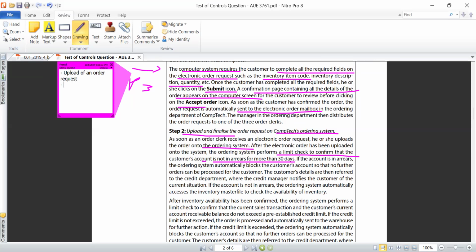Second one, all this as I'm putting them, it's still defining the what. I'm still defining the what, right? I've not yet performed the procedure. All I'm doing is planning my answer because I want to identify information of value in the scenario. That makes it easier for me to answer the required. So upload of an order request, there's something about it that I can test. And then number two, limit check.